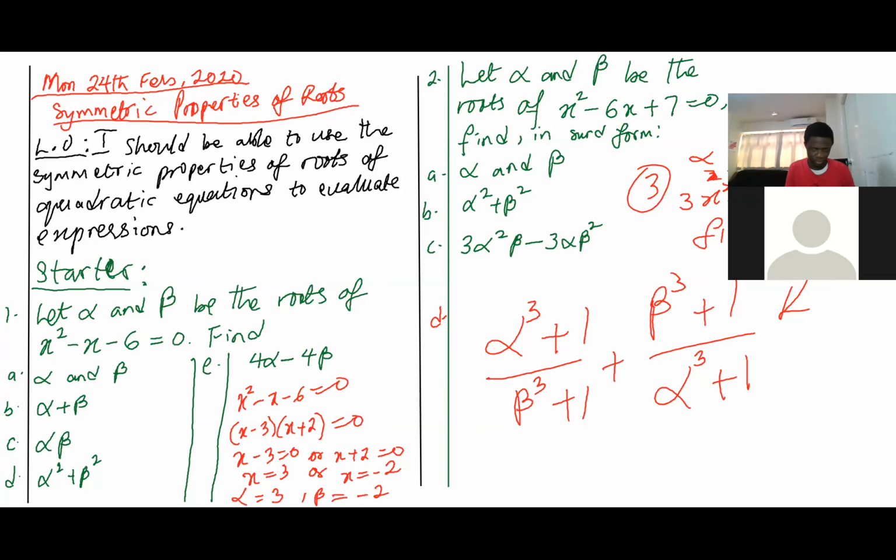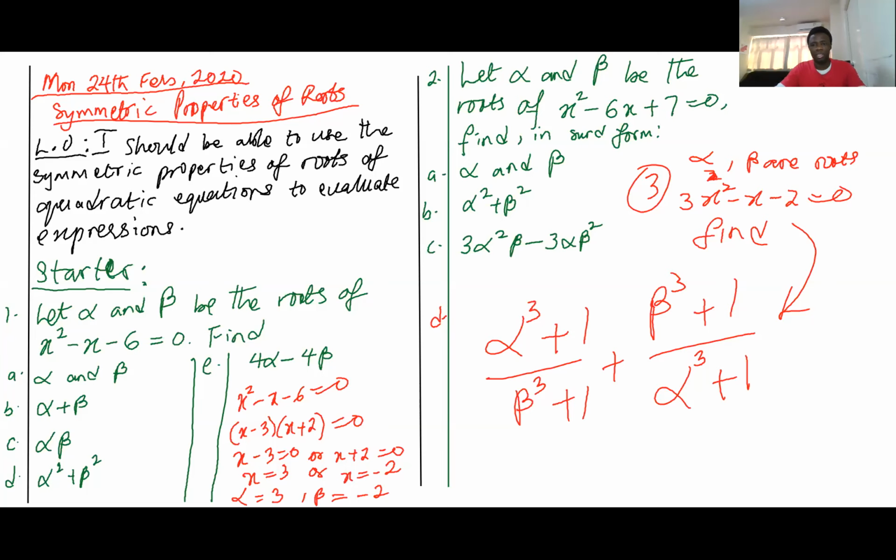So first you either factorize the equation or you use the quadratic formula to find alpha and beta. Then you substitute the alpha and beta into the second equation. The second is an expression, actually. So you substitute into the expression. All right, very good. Taking notes for Candy.